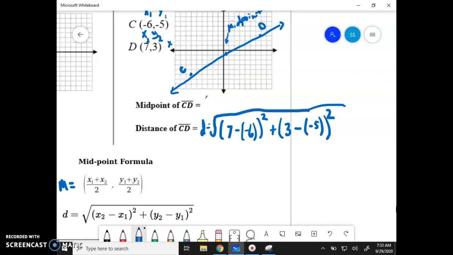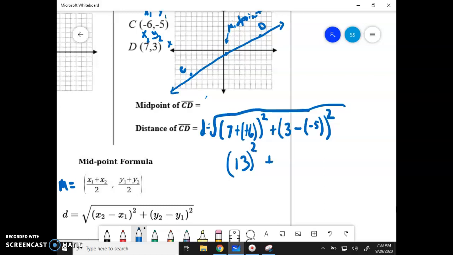And there we go. All right, now I need to simplify underneath this radicand, or this square root symbol, before I do anything else. So I have 7 minus a negative 6. What I'm going to do is just change this to positive, and then change that to positive. So now I get 7 plus 6, which is 13. So I've simplified in these parentheses. We still need to square it.